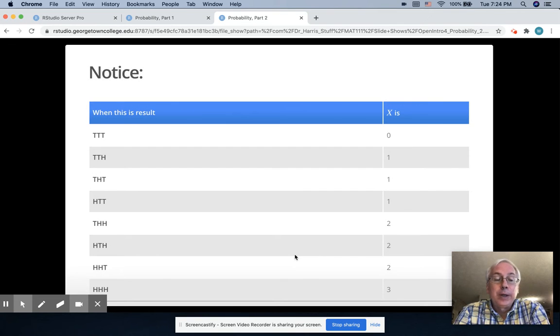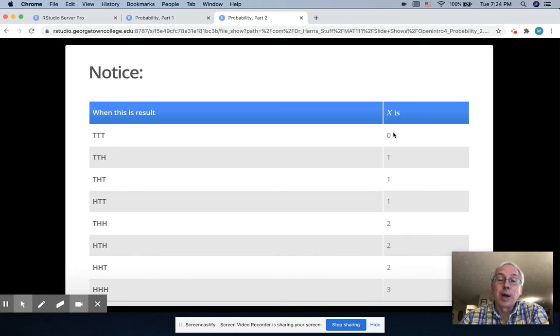And for each of these 8 outcomes, we can list the associated value of x. So TTT, the value of x is 0. If I come down here, a few rows, HTH, I count 2 heads, that gets assigned a value of 2 for x. So for each of these 8 equally likely outcomes, we can assign a value of x to them. And once we've done that, we can actually calculate the probability that x will take on any particular value.